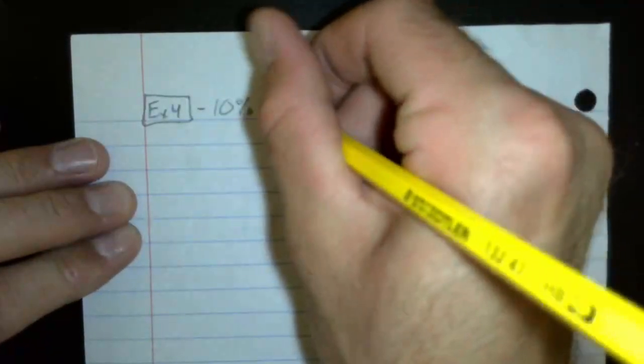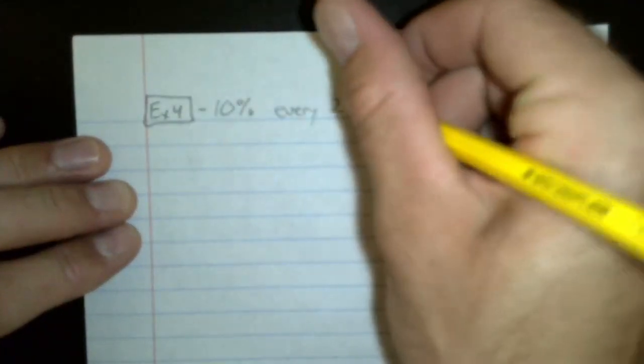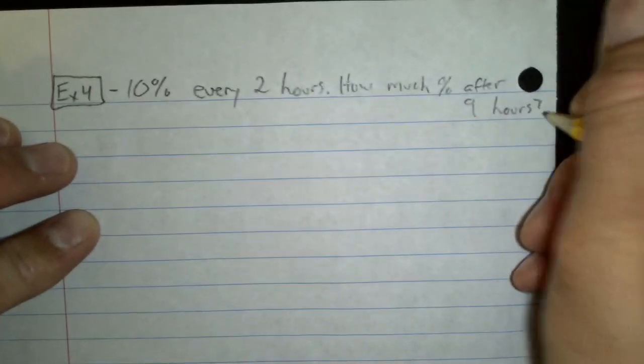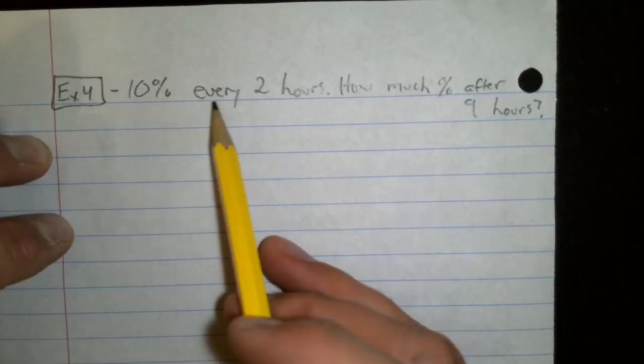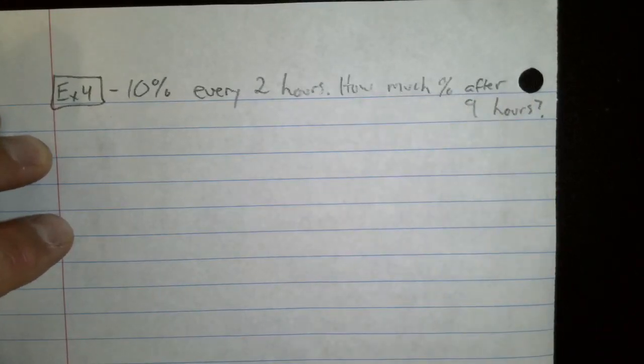On example 4, go and write EX4. And on EX4 it says 10% every 2 hours. How much percent after 9 hours? So the question is 10% every 2 hours. You're looking at iPhones. 10% is used every 2 hours. How much percent is used after 9 hours?